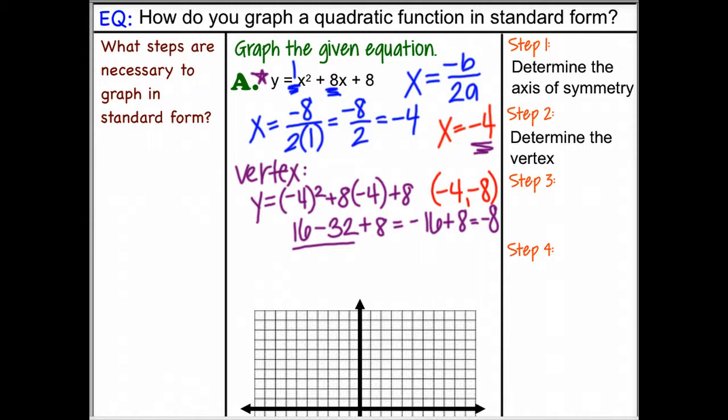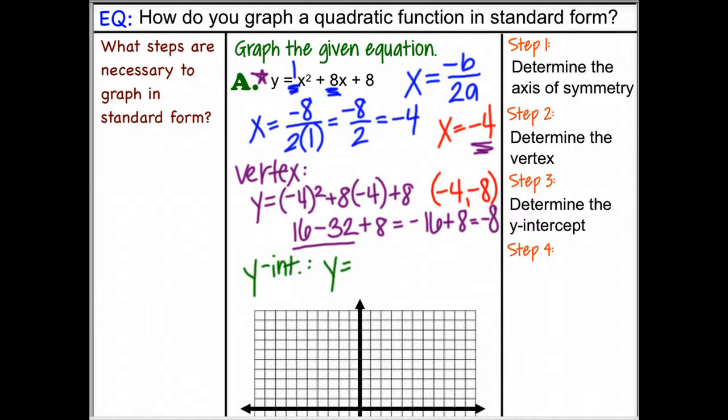Our third step is going to be to determine that y-intercept. This is the piece that when we were using factored form, a lot of you got in the mindset of vertex and completely forgot about your y-intercept. Remember, y-intercept means it's the point where it crosses the y-axis, so therefore x is 0. So we're going to put 0 in for x.